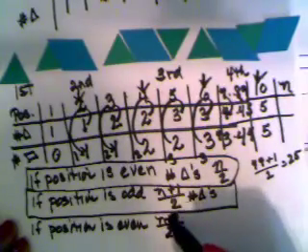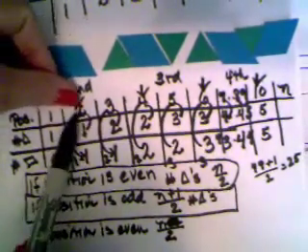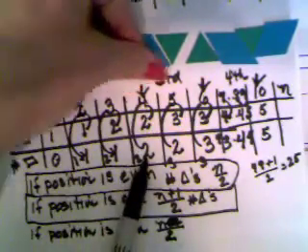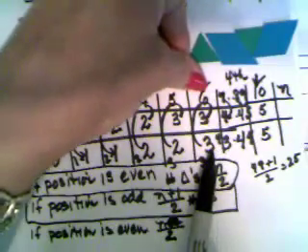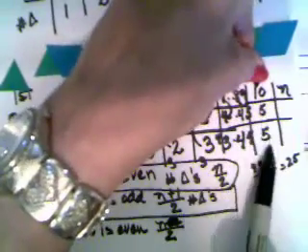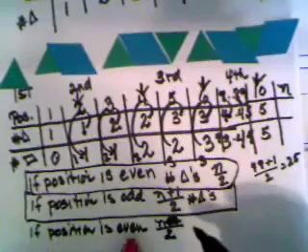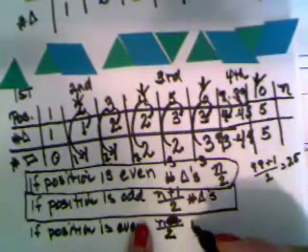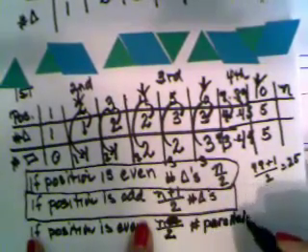No, I don't take 1 more. I just divide it by 2. Because 2 divided by 2 is 1, 4 divided by 2 is 2, 6 divided by 2 is 3, 8 divided by 2 is 4, and 10 divided by 2 is 5. So if the position is even, you would take the number divided by 2 to get the number of parallelograms.